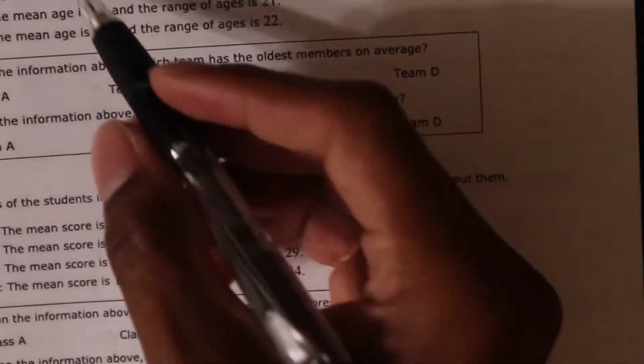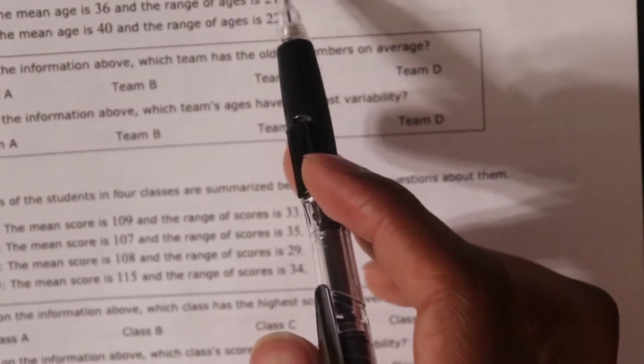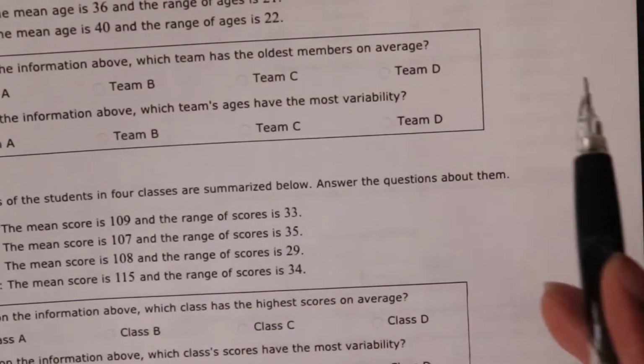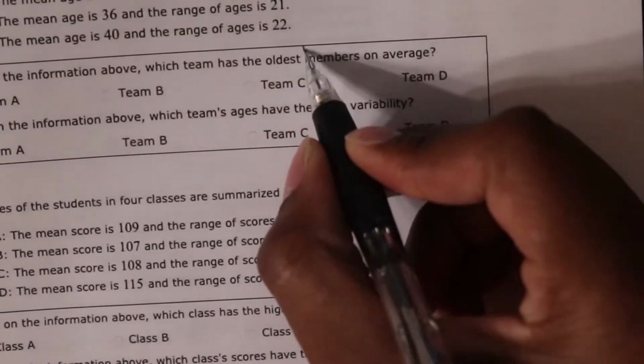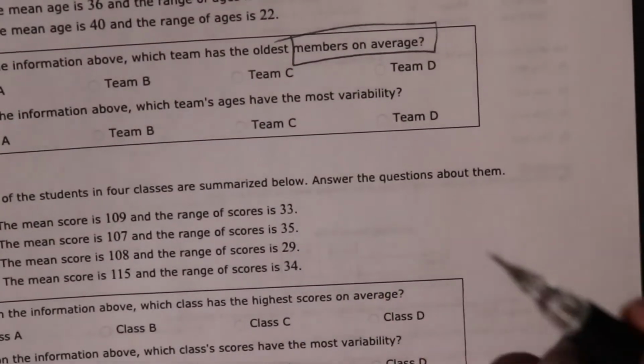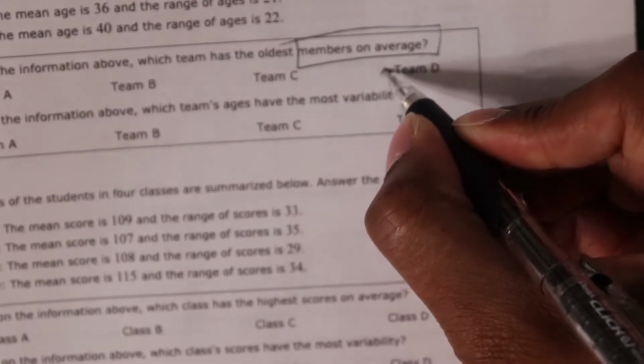Again, so we have our means: 31, 37, 36, 40, and ranges: 26, 27, 21, 22. Based on the information above, which team has the oldest members on average? The oldest, so you're going to find the highest average, meaning the oldest. So the oldest is going to be D, because their average is 40, which is pretty old.